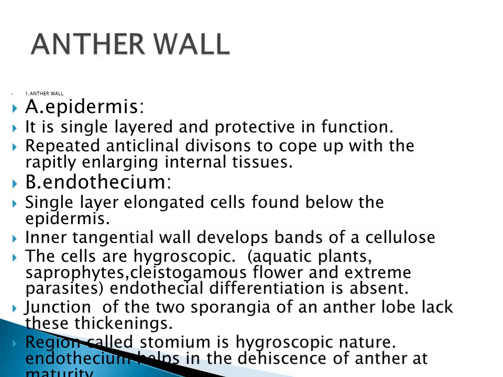Now, endothecial differentiation is absent in some plants. The junction of the two sporangia or anther lobes lacks this thickening. That region is called the stomium. It is highly hygroscopic in nature. It helps in the dehiscence of the anther, because pollen is released through that stomium.